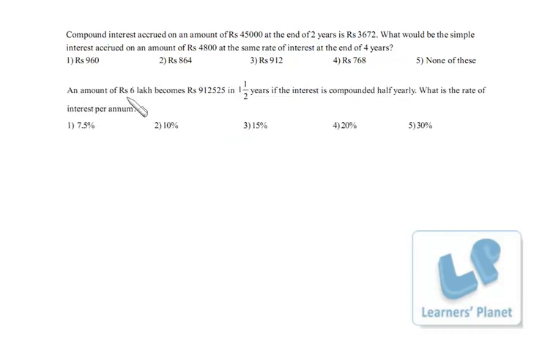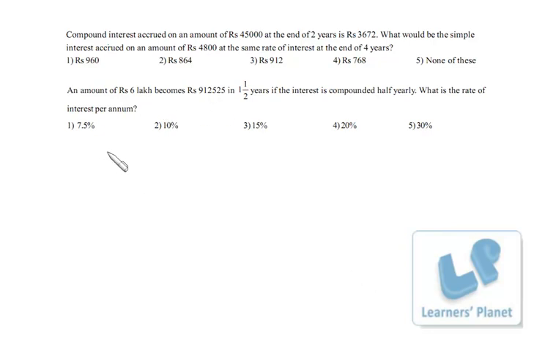Now this problem: an amount of rupees 6 lakh becomes 9,12,525 in 1.5 years if interest is compounded half yearly. What is the rate of interest per annum? Okay, so you can see 6 lakh is becoming 9 lakh. That means almost a 50% jump in 1.5 years, right, if the interest is compounded half yearly. If you take it as simple interest, this data, 12525, can be eliminated. Because of compound interest we are getting this absurd data, that is 12525, right? So precisely our calculation is 6 lakh to 9 lakh in 1.5 years, right? So 50% jump is there.